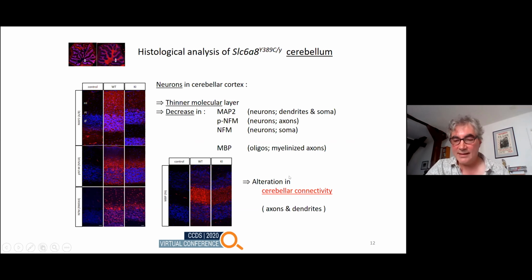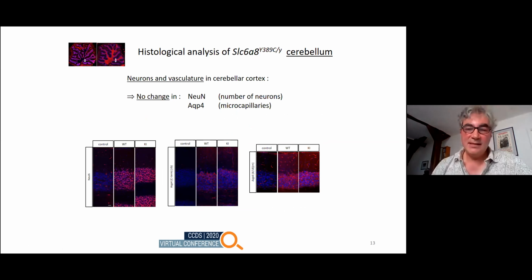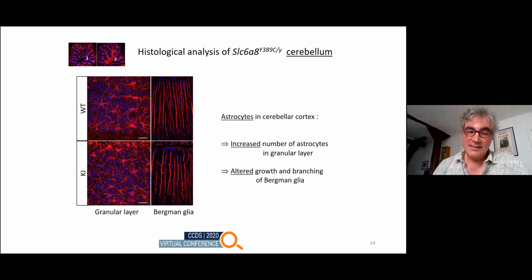So our knockin rats may present cerebellar connectivity problems, and we are now analyzing the whole brain regions to look at more details on these neuronal defects. We did not see much change in the number of neurons, so probably we mostly affect the fibers of the neurons, and we don't see much change in the microcapillaries within the brain parenchyma of our knockin rat. Finally, we see some changes in the astrocytes, and this is also in the cerebellum.